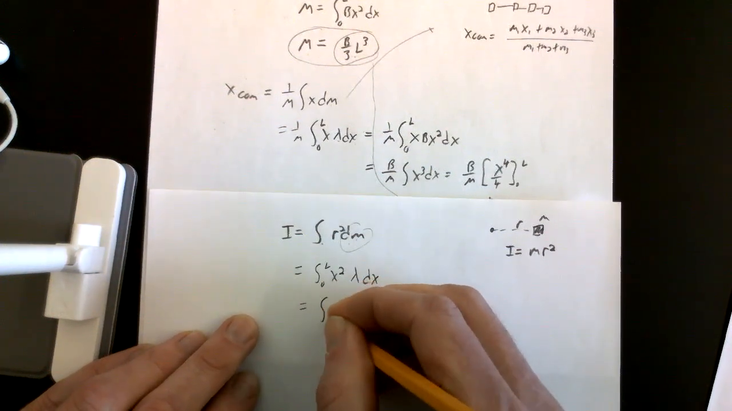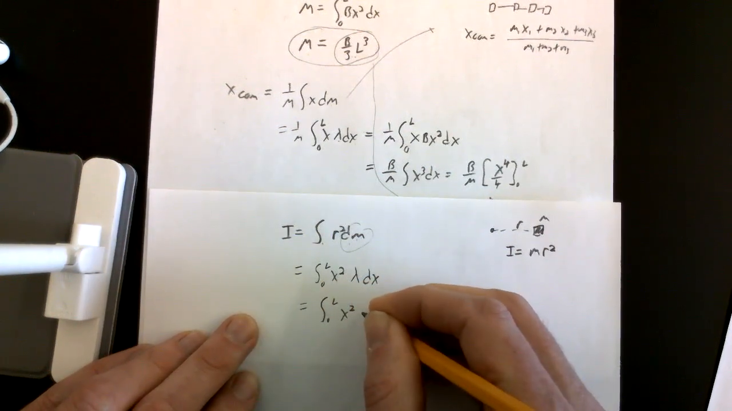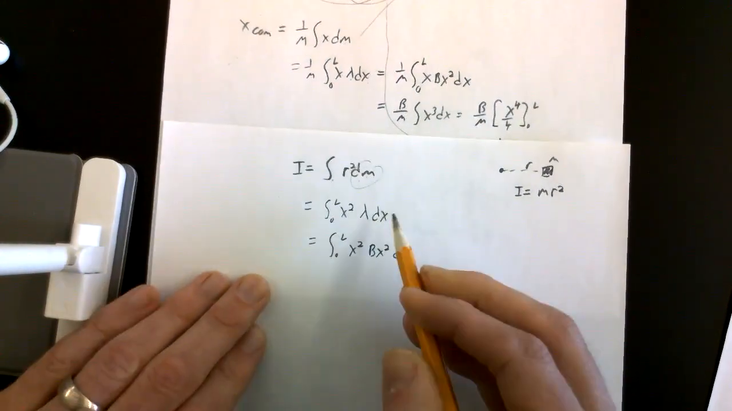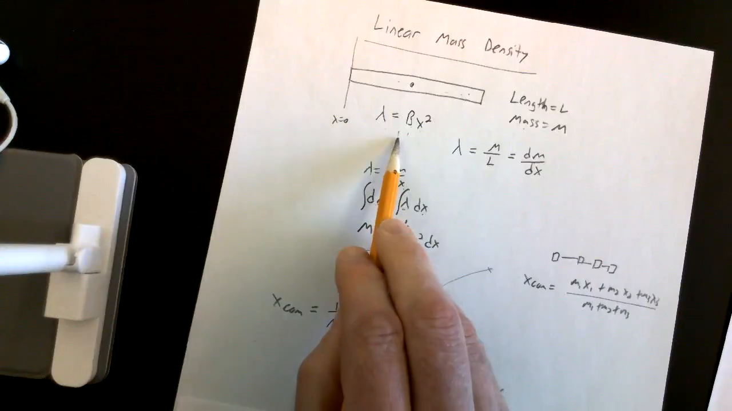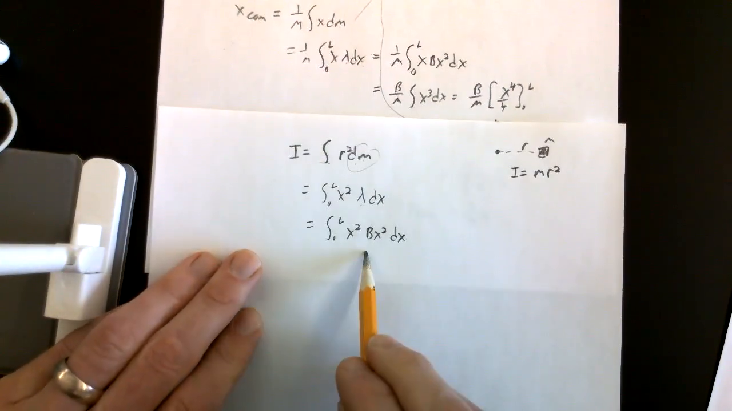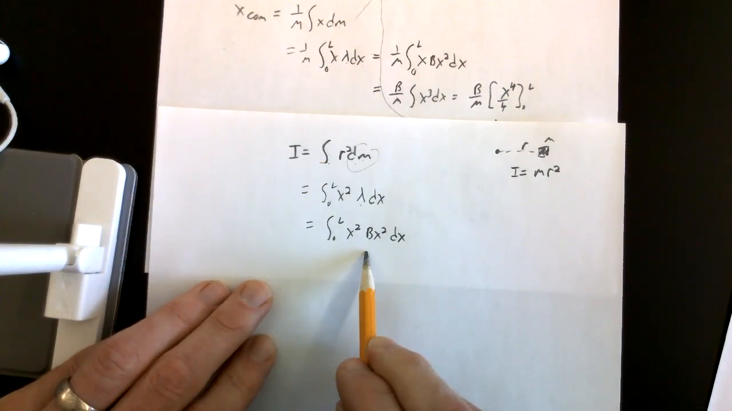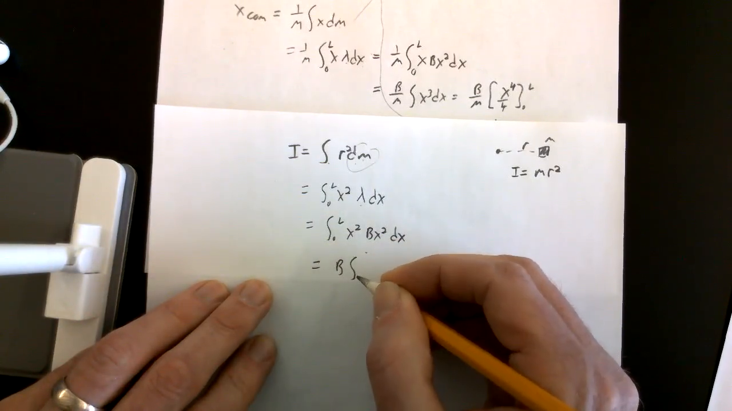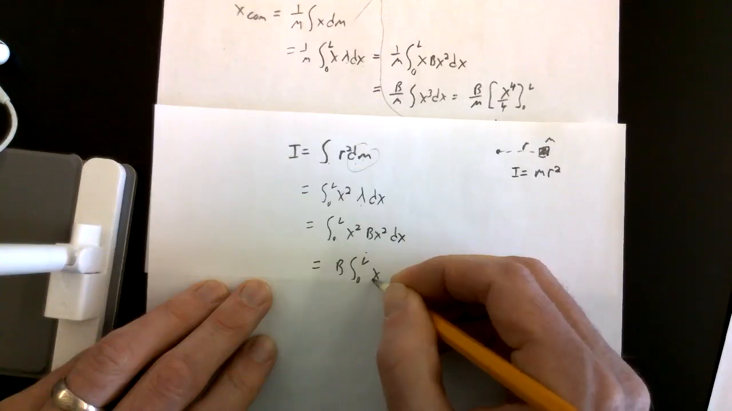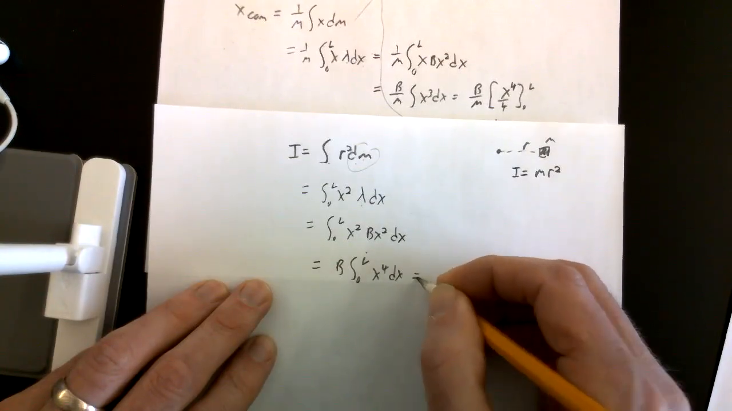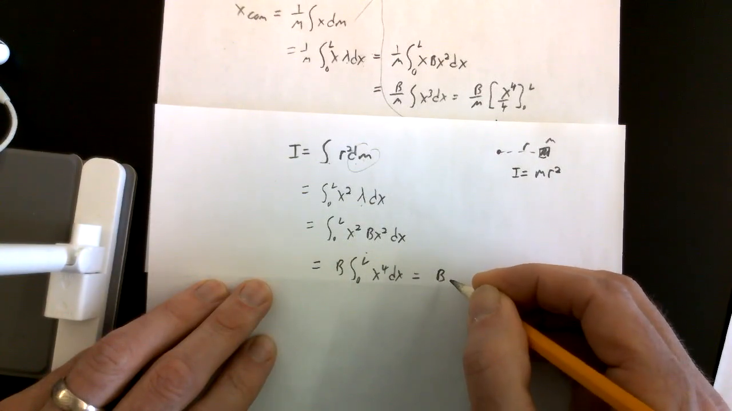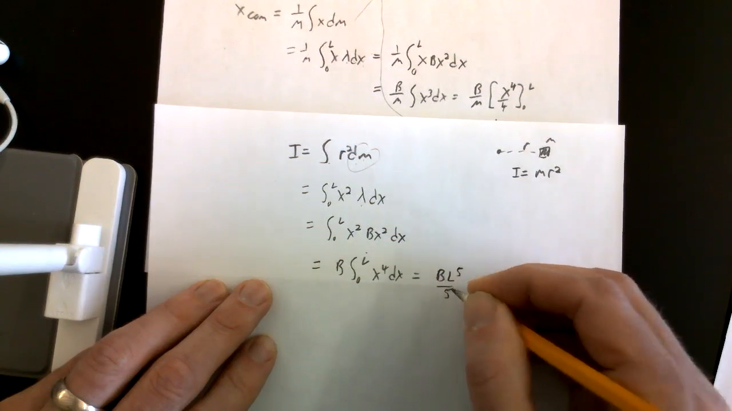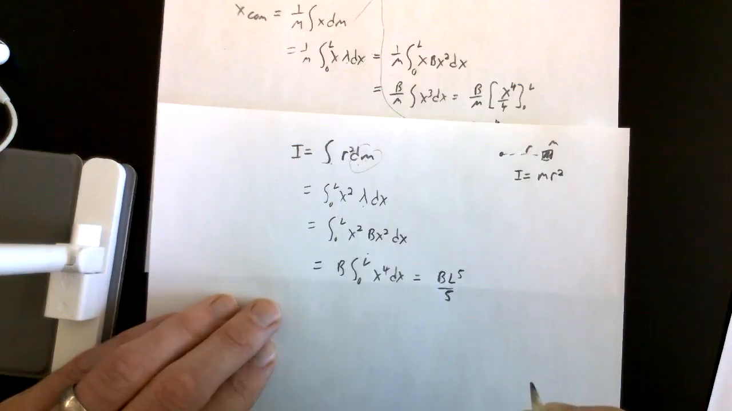So this is going to be integral 0 to L of x squared times bx squared dx. Lambda, once again, is bx squared, so don't forget about that. And then we're just going to do the integral, which is pretty easy. So we have b integral of 0 to L of x to the 4th dx. So of course that's going to give us b L to the 5th over 5. Yes, so it's to the 5th power this time.